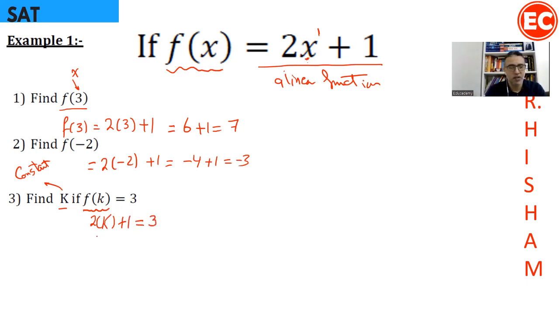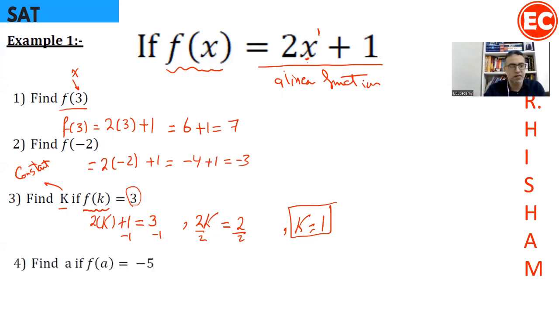So let's solve this equation together. 2 multiplied by k is 2k, plus 1 equals 3. Subtract 1 from both sides, 2k is equal to 2. Divide both sides by 2, so k is equal to 1. Again, there is a big difference between f of a number, which means that I'm going to replace x with this number, and f of a constant equal to a number, which means that the whole equation is equal to a number, and the number here was 3.